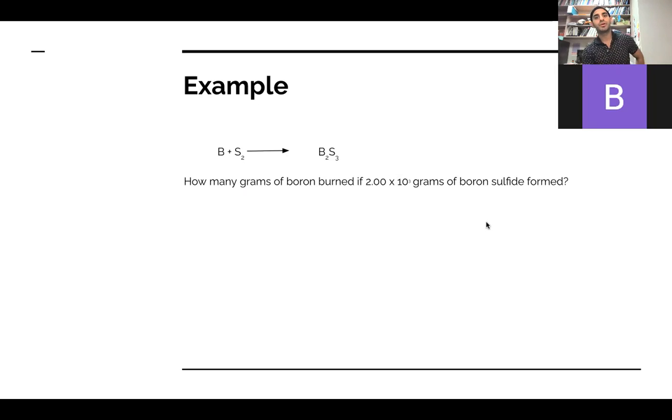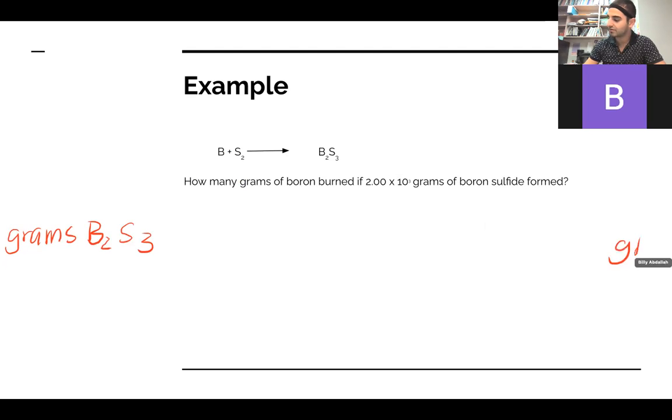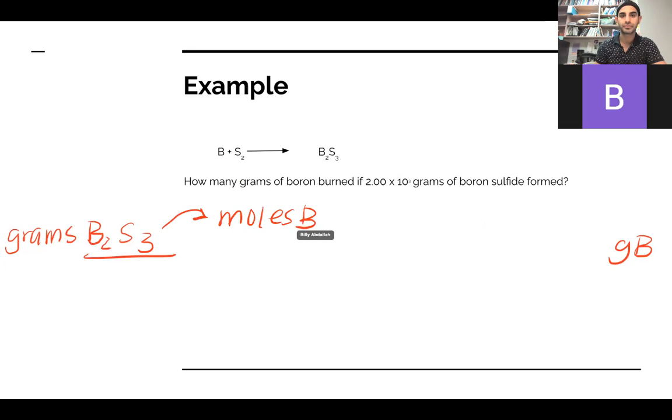How many grams of boron burned if 2.00 times 10 to the third grams of boron sulfide formed? Okay, so we want to go from grams of boron sulfide to grams of boron. How are we going to do this? Well, first, we want to convert this to moles.